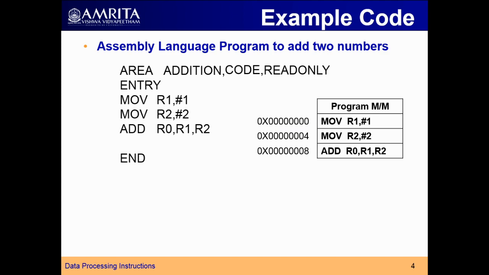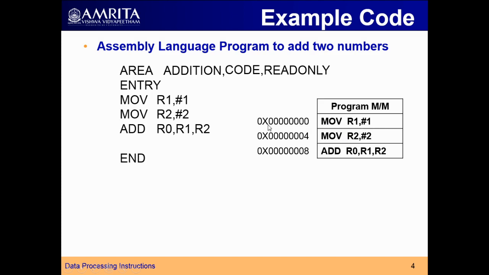If you want to store 32 bits, how many bytes are required in total? 4 bytes are required, right? Each byte can store 8 bits. So since you want to store 32 bits, 4 bytes are required. So 4 locations are required for storing a 32-bit instruction.